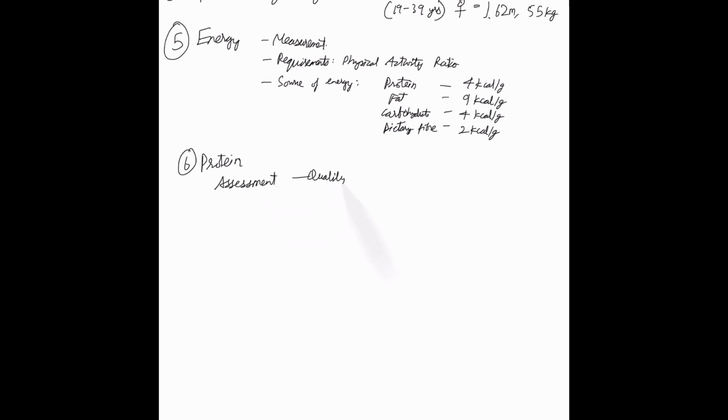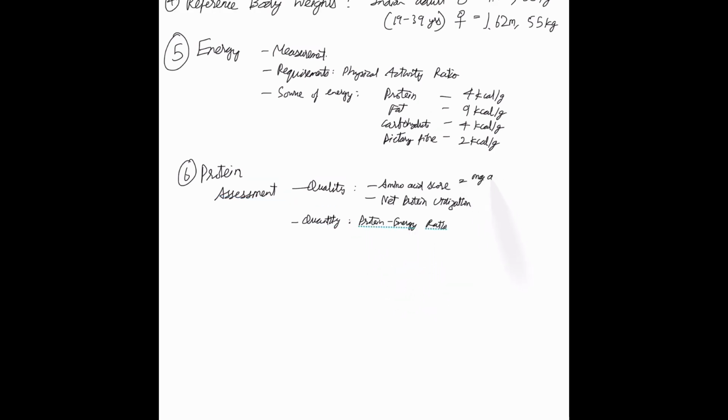We then move on to proteins. So we start with the assessment of protein quality, in which we deal with the amino acid score, the net protein utilization, and then we also assess the quantity of protein, in which we learn about the protein energy ratio.